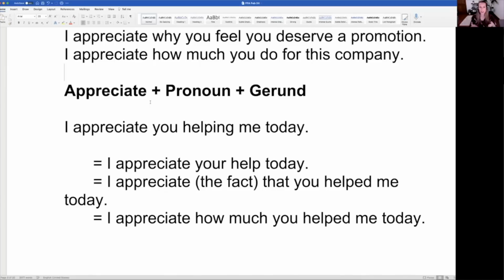A final sentence structure that you can use is appreciate, and then a pronoun, and then a gerund. This is also a more advanced structure. You can say, I appreciate you helping me today. So here, this is exactly the same as I appreciate your help today, or I appreciate the fact that you helped me today. I appreciate how much you helped me today. Ultimately, they're saying the same thing. They're just really different sentence structures.